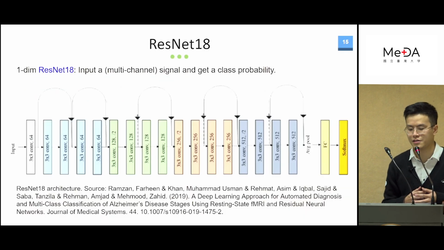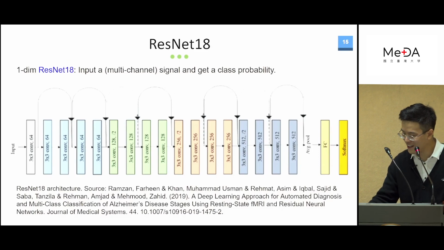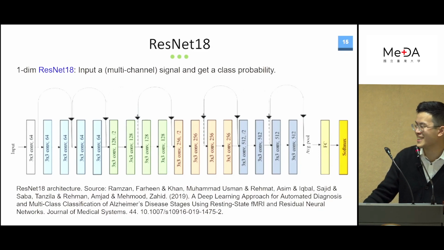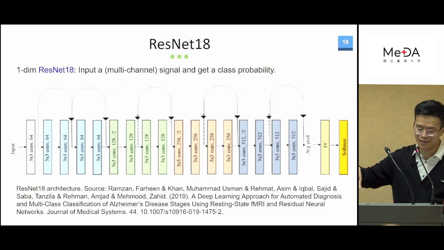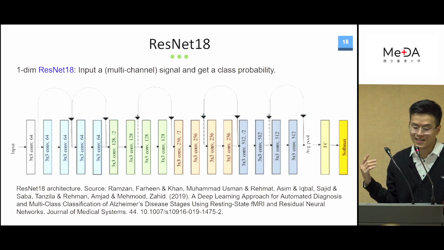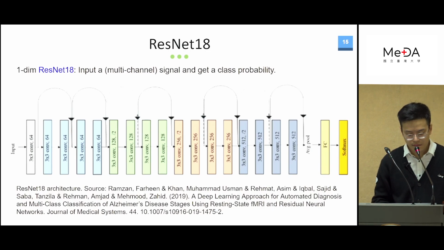Okay, so the model we're using is ResNet 18, which is basically a bunch of matrix multiplication. On the leftmost, we have the input. We input a two-channel signal into the model, and then do a bunch of matrix multiplication, and then output a probability on whether it's AF or not.